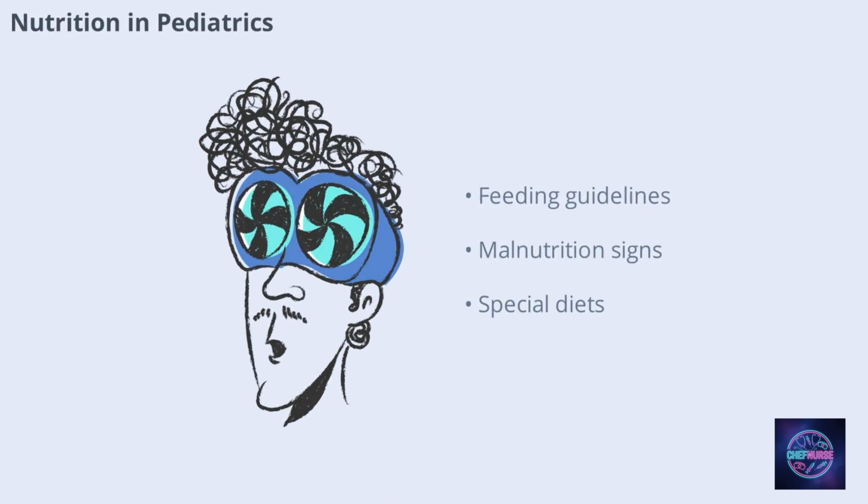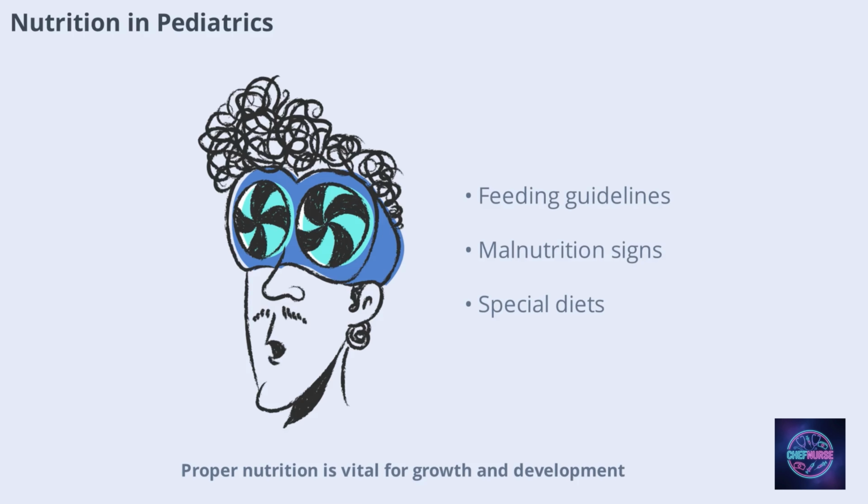Proper nutrition is vital for growth and development. The NCLEX may test your knowledge of breastfeeding, formula feeding, and introducing solids. Recognizing signs of malnutrition or food allergies is important. You may also be asked about special diets for conditions like celiac disease or cystic fibrosis. Providing dietary education and supporting families in making healthy choices are key nursing roles.